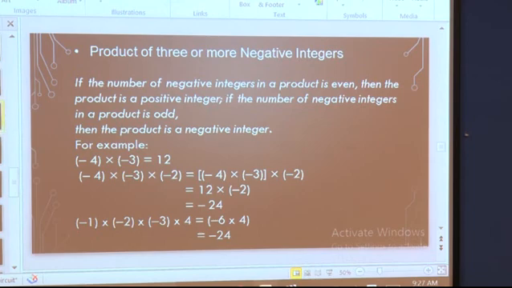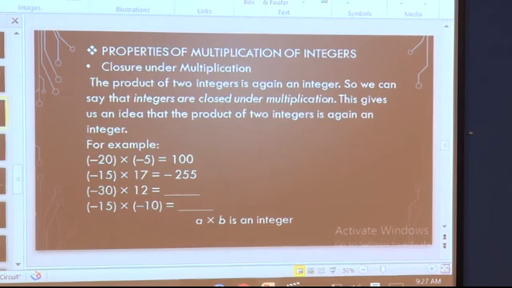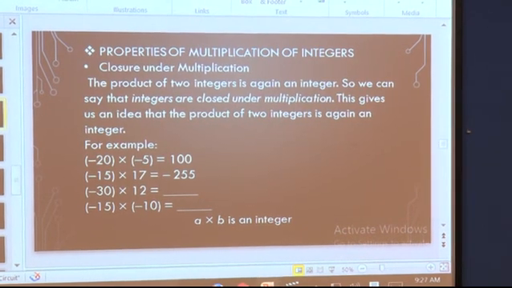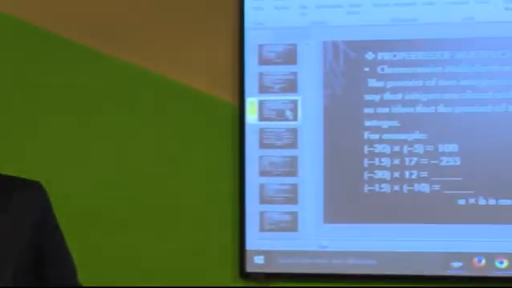Next, properties of multiplication of integers. Already we have learned the properties of addition and subtraction of integers. Here we will learn today the properties of multiplication of integers. Do you remember all the properties of addition and subtraction? Yes, we will see here the multiplication properties of integers.